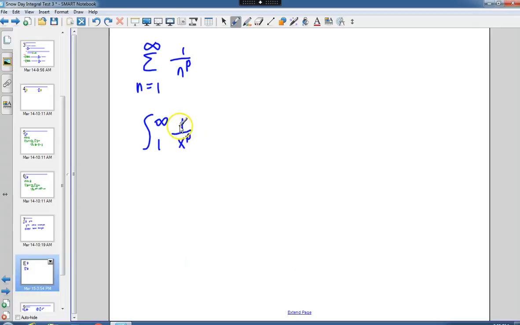And for this particular function, as x increases, the function will be decreasing and continuous on the interval from 1 to infinity. So we would have to evaluate this particular improper integral. And to do that, we would first substitute in a variable for infinity. I'll use t.